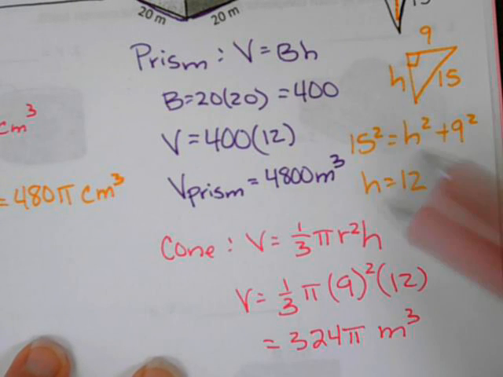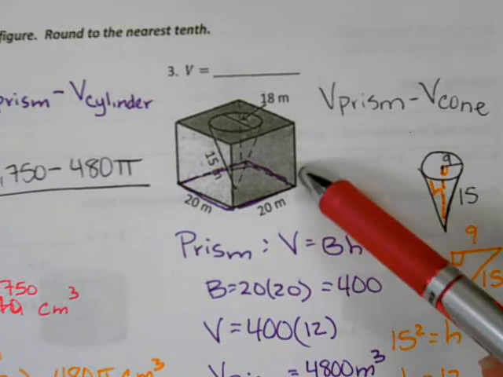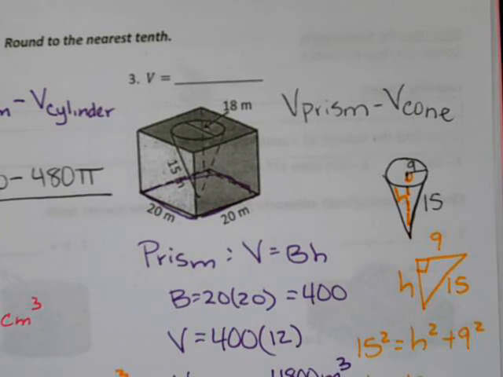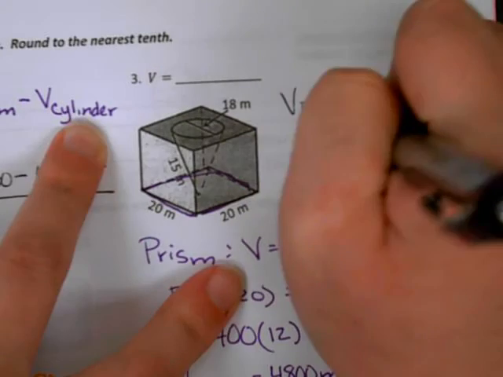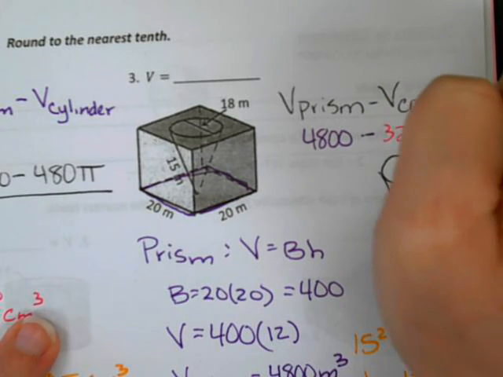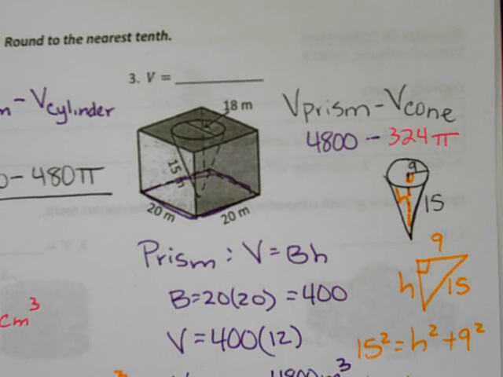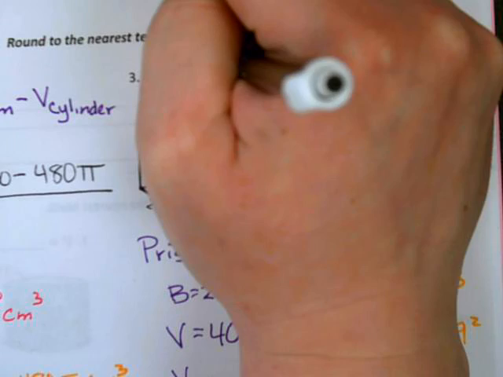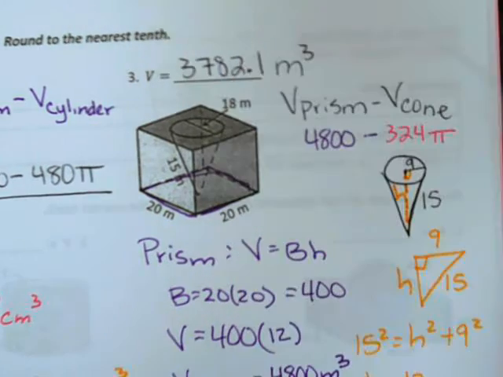So we have the volume of our prism here, we have the volume of our cone here, and although our picture is a little hard to see, we can guess that we're going to have to subtract those two, so that's why we wrote this here. So the prism we got to be 4,800, and then the cone we got to be 324 pi. And now we can go ahead, put that in our calculators, and get a number. So we get it to be 3,782.1, there's the decimal point, Miss J, meters cubed.